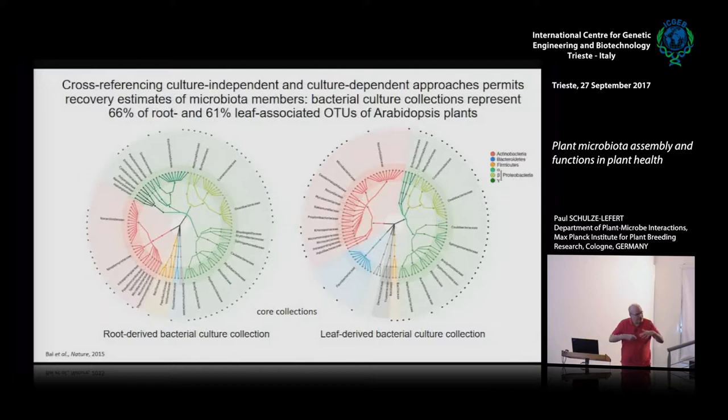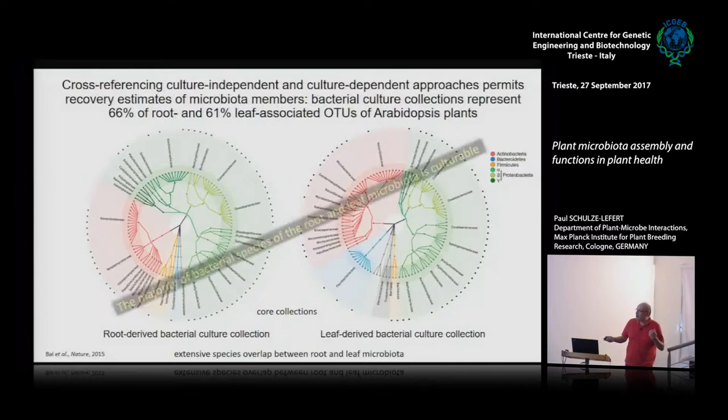And so from thousands of isolated bacteria, we've then established a core collection of the root and the leaf microbiota that is maximized for phylogenetic diversity, and that now comprises the majority of the bacterial species that colonize Arabidopsis roots and leaves in nature. And when you look very closely, you can see there's an extensive species overlap between the root and the leaf microbiota.